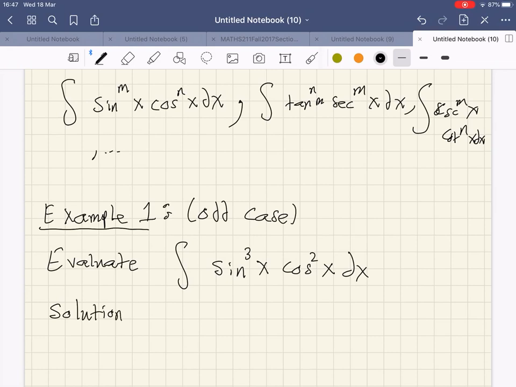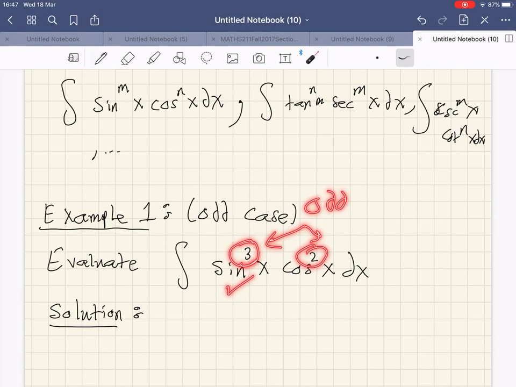And here is the solution to this question. The first thing you notice, look at the power of sine and cosine. Do you see any one of them is an odd number? Yes, it is the sine. Sine to the power 3. 3 is odd, so we are in the odd case. That's what I want to start with.